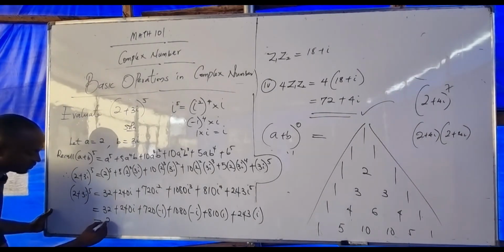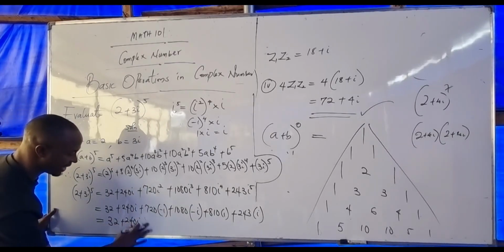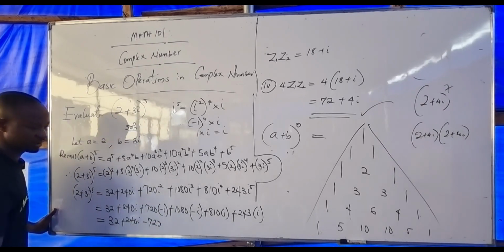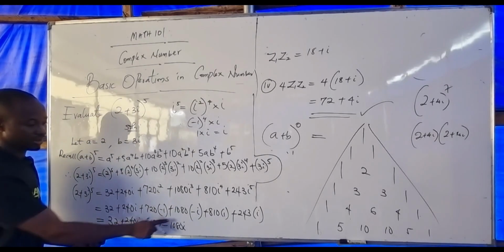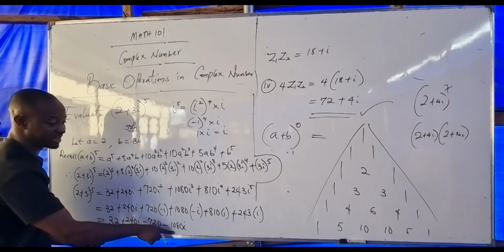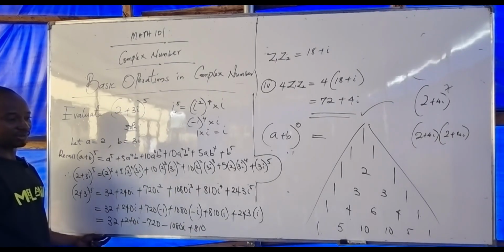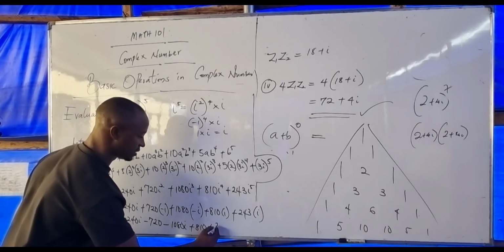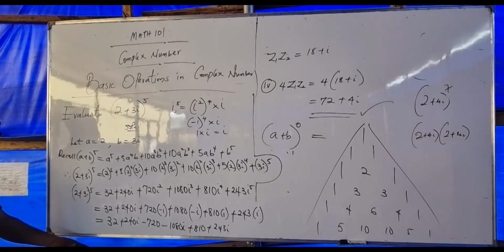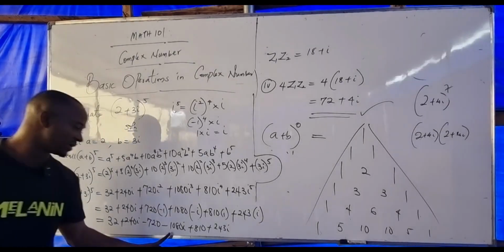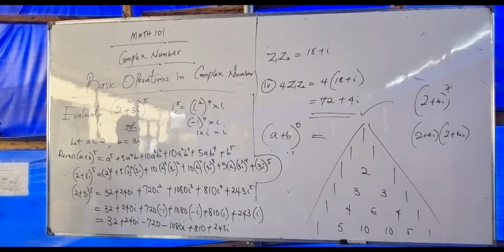So what we have here to be what? 32 plus what? 240i plus minus, right? Minus 720. Okay? Minus 1080i. Are you following? 1080 times minus i is what? Minus 1080i, right? Good. What about this? Plus what? 810. Is that not? Okay. Plus what? 243 what? i. Now, are there like terms here? What are like terms? 240i minus 1080i plus 243i. So what do you have there?